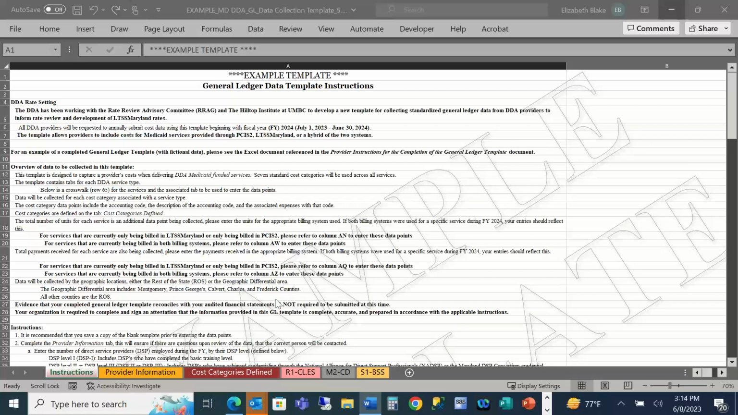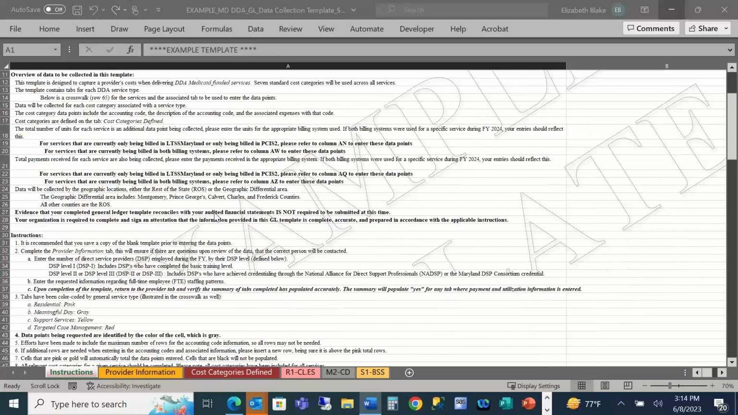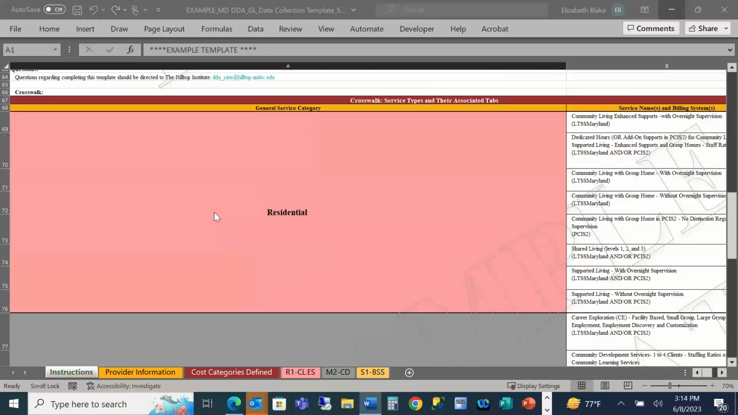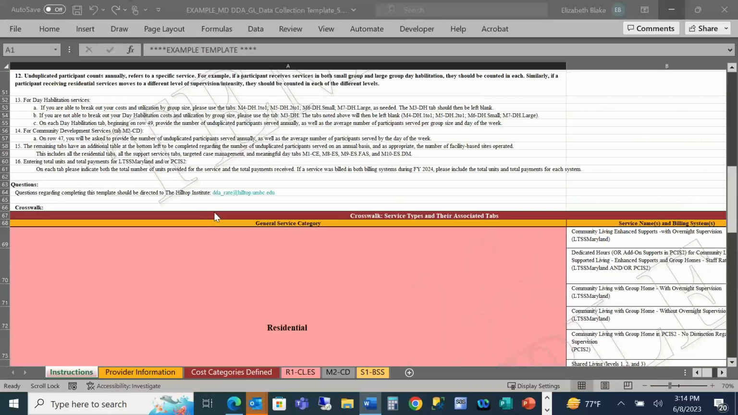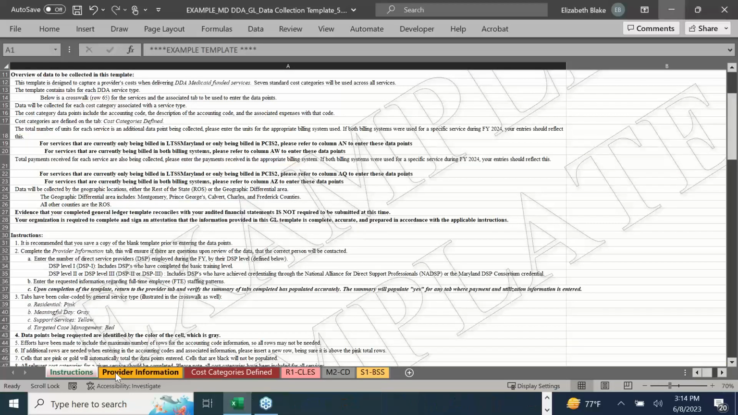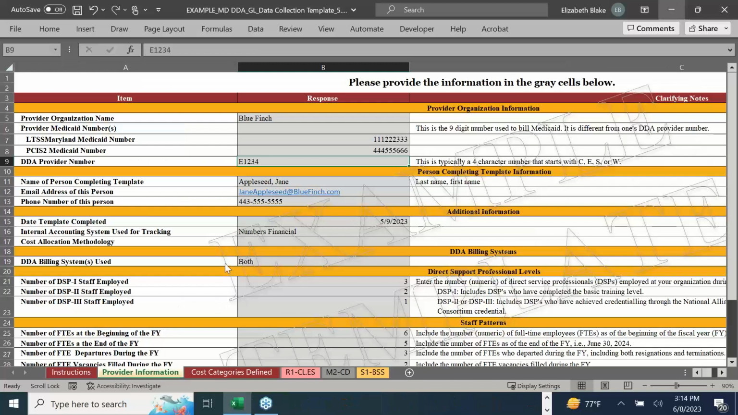So this first tab that we have here is just our instructions tab, and it's really similar to the document that Marianne just went over. Everything that is in this tab is going to be in your instructions Word document as well. So I'm not going to spend too much time going over everything here, but it is here for your reference while you're working on the template itself, and it goes through everything.